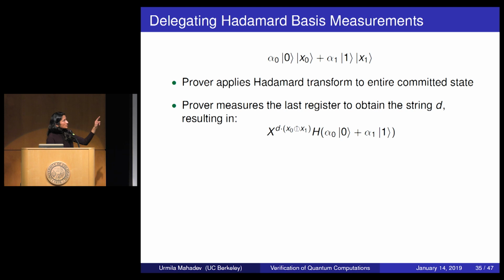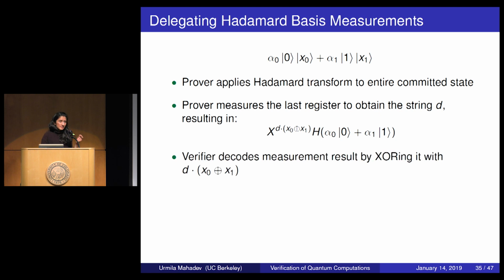So R is equal to the inner product of D with the XOR of x0 and x1. And this is why I said that R is computationally random to the prover, because the prover doesn't know x0 and x1. So this inner product looks random to him. He doesn't know anything about this state. And now what the prover does is he measures the state and hands it to the verifier.